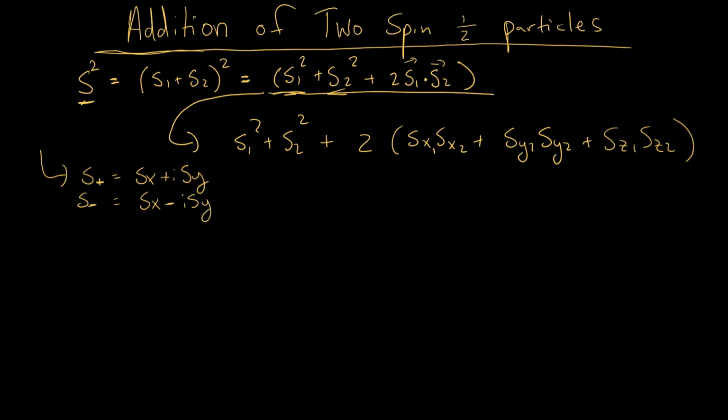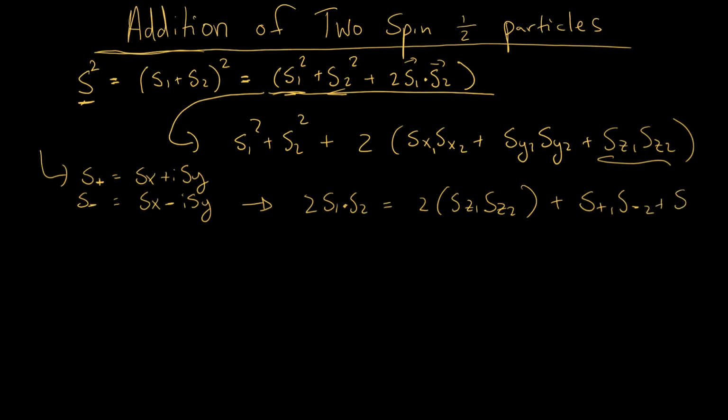And this allows us now to write that this dot product here, 2 S1 dot S2, can actually be written as 2 times, so we keep the z component just like what was over here, S_z1 S_z2. But now we actually have S plus for one times S down for the other, plus S down for one, S up for the other.